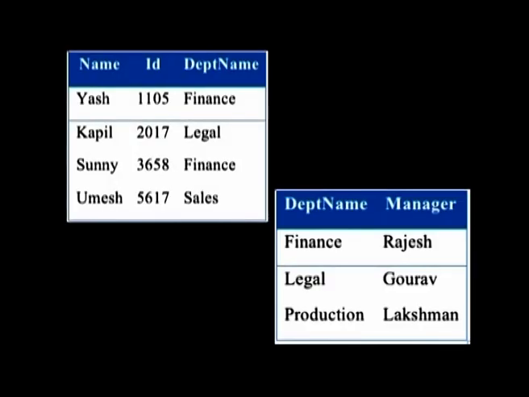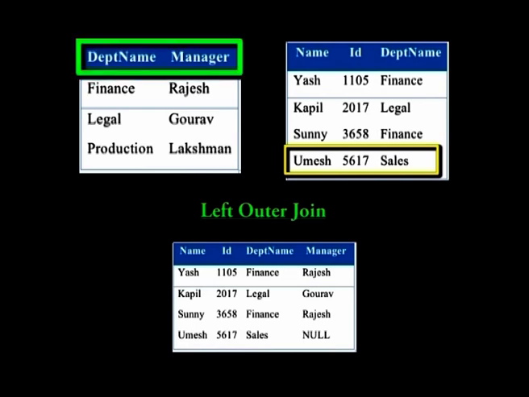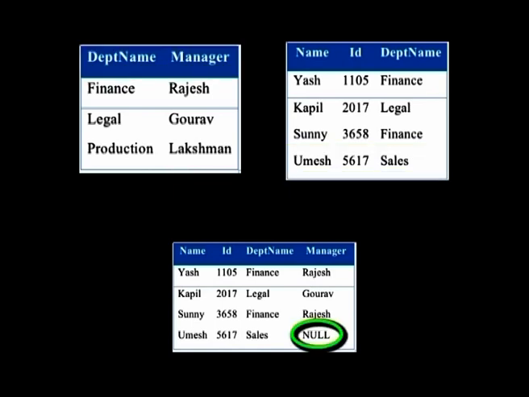For example, consider two relations employee and department. The resultant relation of left outer join on these two relations will be. So, here tuple Umesh 5617 sales of employee relation has no match in the department relation for department name field. So, while it is added, but set to null for the manager field.